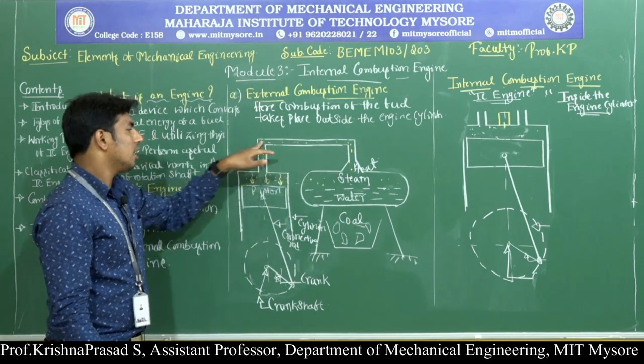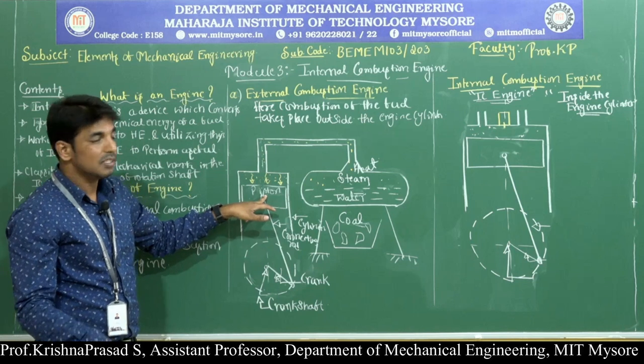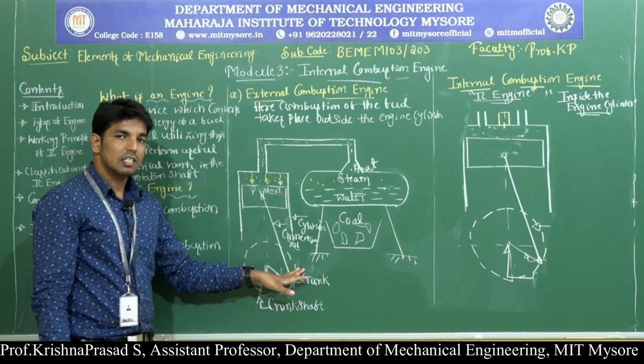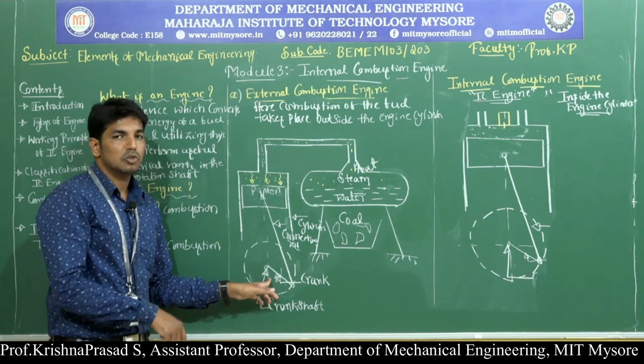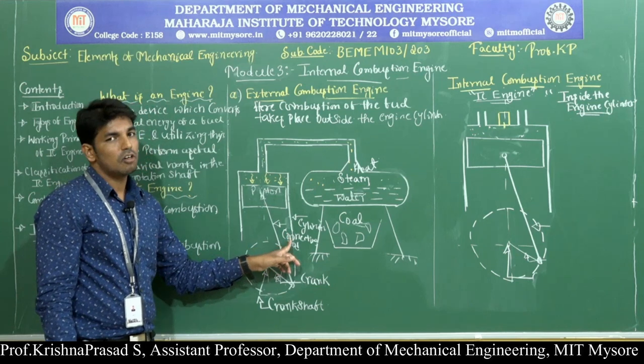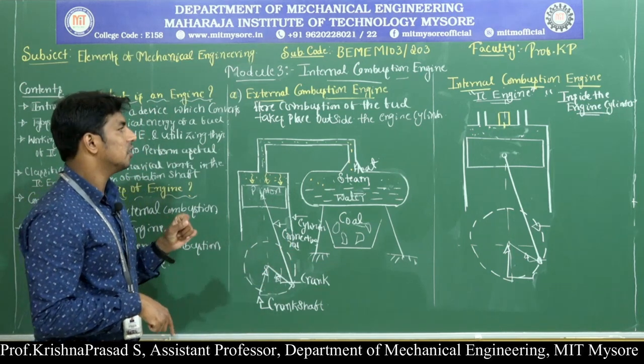This steam expands and exerts a large force on the movable component called the piston, and the piston is moved from top dead center to bottom dead center and transfers its motion to the crankshaft through the intermediate mechanisms called the connecting rod and a crank. So this is called the working of the external combustion engine.